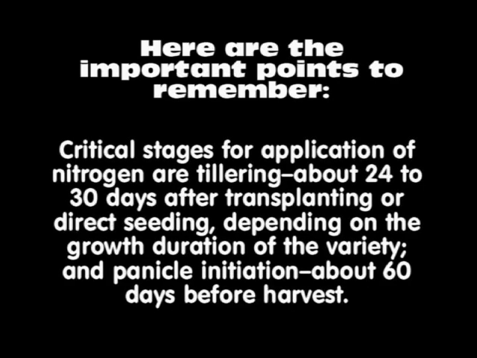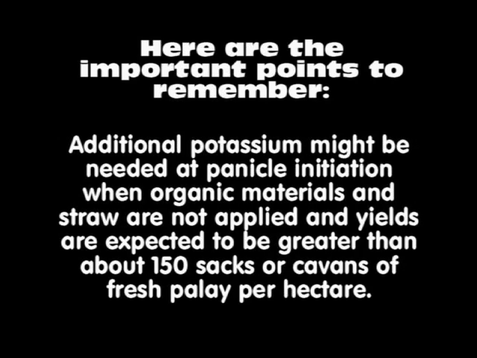Here are just some important points to remember. Critical stages for application of nitrogen are tillering, about 24 to 30 days after transplanting or direct seeding, depending on the growth duration of the variety, and panicle initiation, about 60 days before harvest. Additional potassium might be needed at panicle initiation when organic materials and straw are not applied, and yields are expected to be greater than about 150 sacks or cavans of fresh palay per hectare.